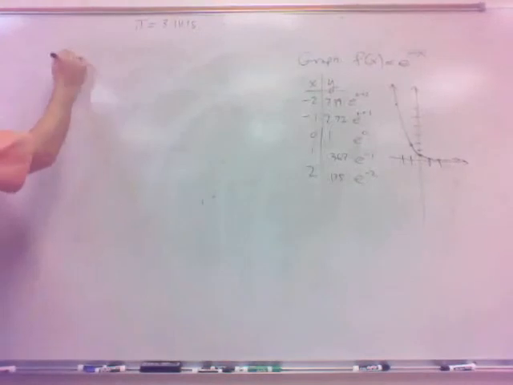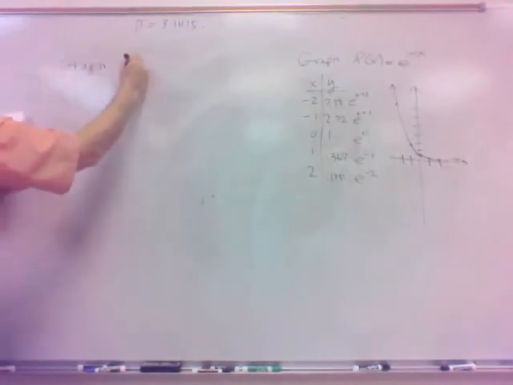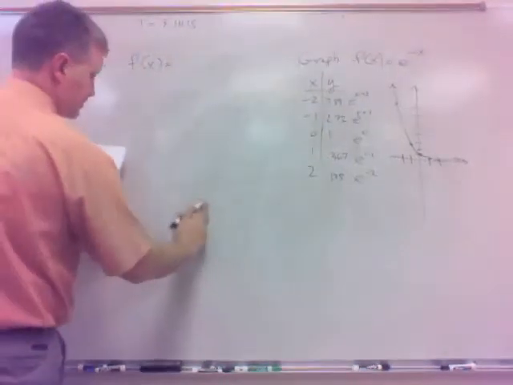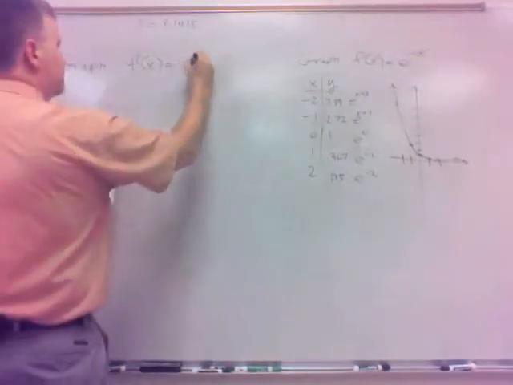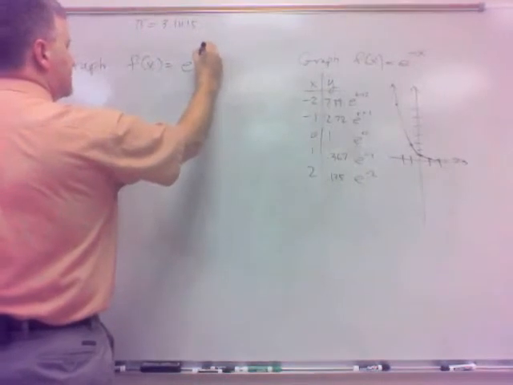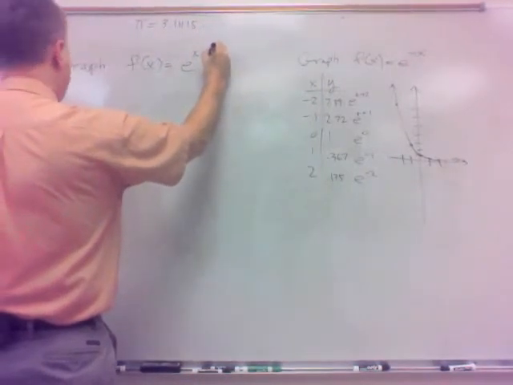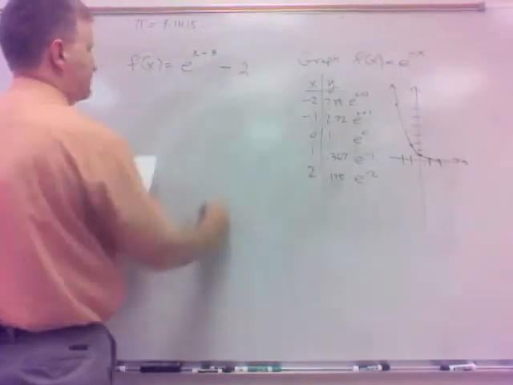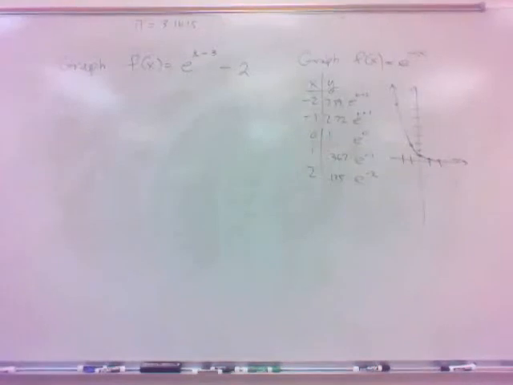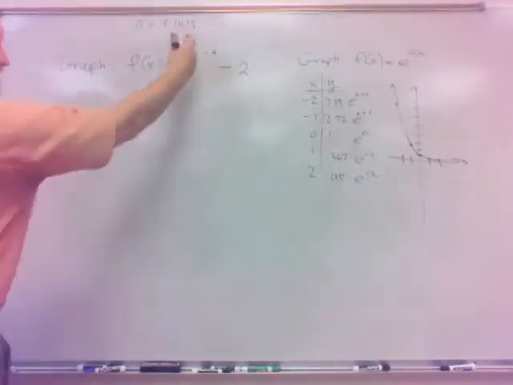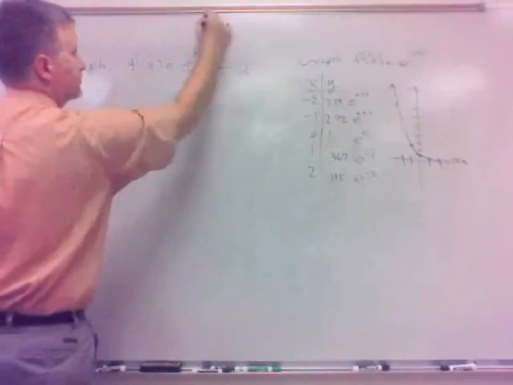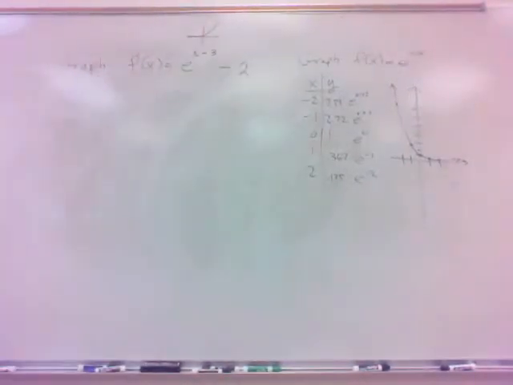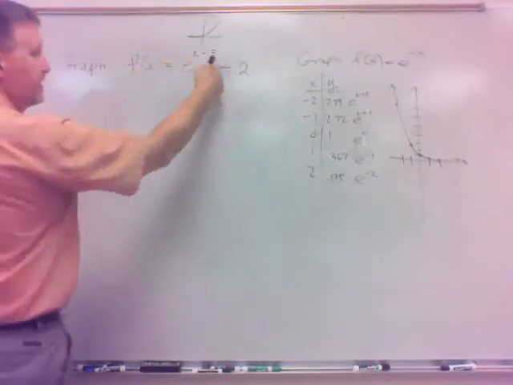Let's say, all right, so what would happen if I wanted to graph f of x equals e to the x minus 3, and then minus 2. What are we going to look at? Well, it is e to the x, and so that's the one looking like that. But I've got some shifting going on. I've got a minus 3 up here, and I've got a minus 2 down here.